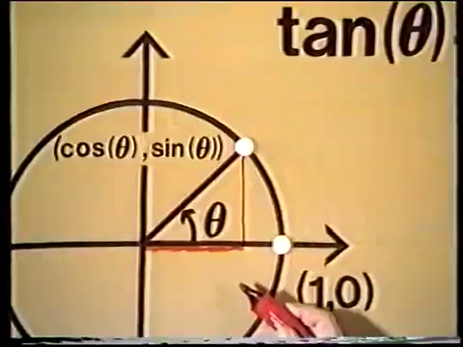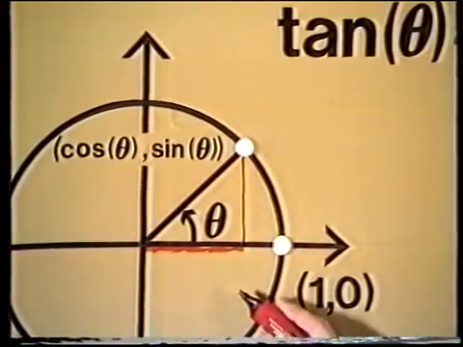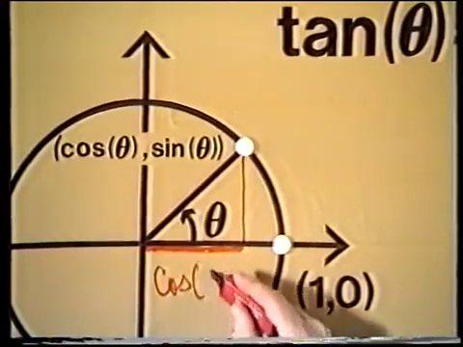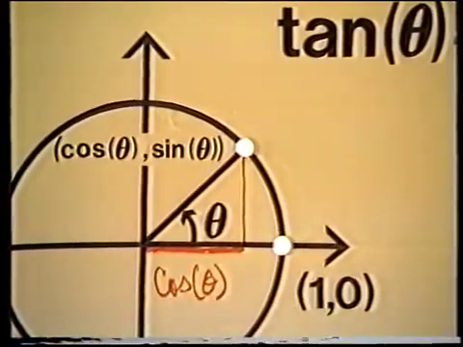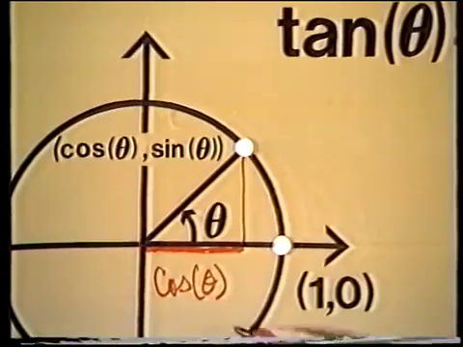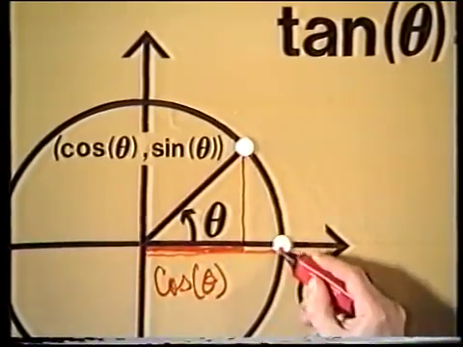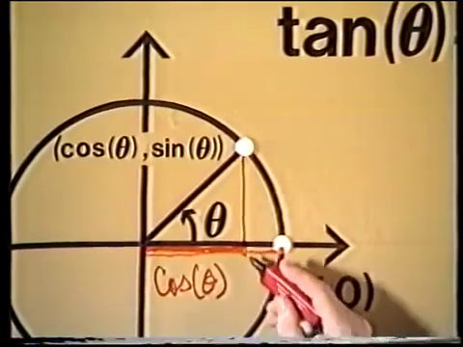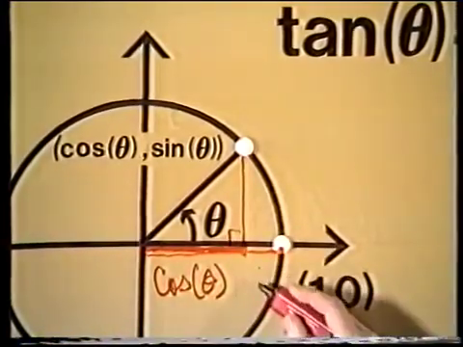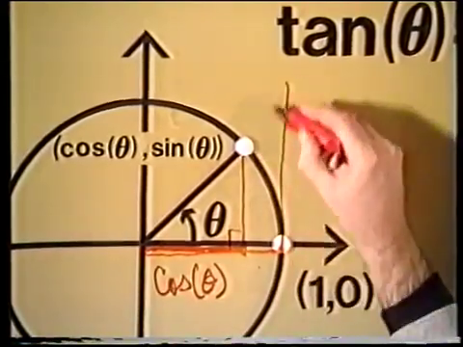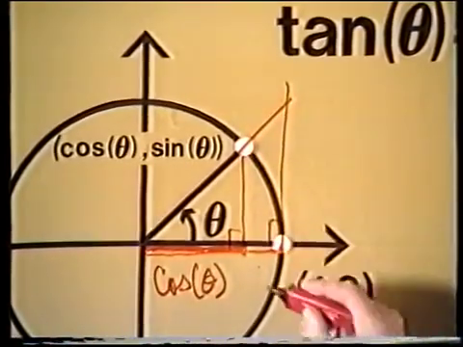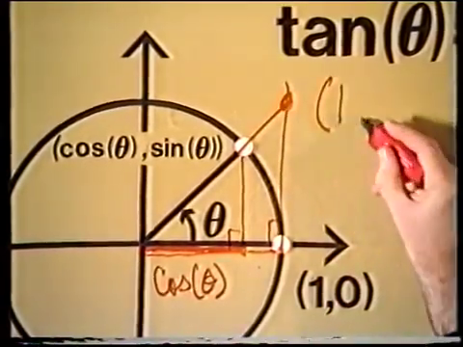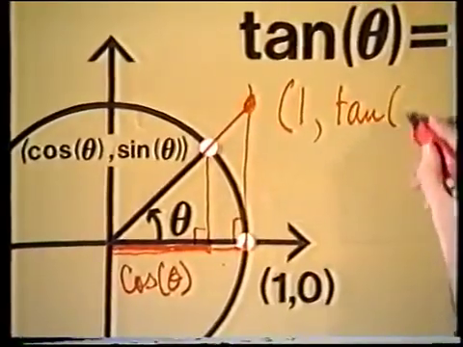Well, where will a dilation of 1 over cosine theta take this triangle? Well, this side has length cosine theta. So when we dilate it by 1 over cosine theta, we get a side of length 1. So this vertex moves out to here, and the original triangle, which had a right angle here, dilates to this triangle. And I claim that this point here has coordinates 1, tan theta.